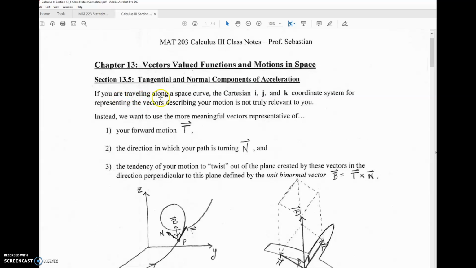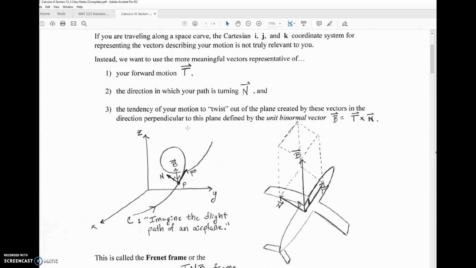So if you're traveling along a curve, a space curve, the Cartesian I, J, and K coordinate system for representing the vectors describing your motion is not truly relevant to you. Instead, we want to use the more meaningful vectors representation. Your forward motion will be the unit tangent vector, which we talked about in the last section. That will always be pointing in the direction that you're moving. Just imagine that you are sitting in an airplane, right? The unit tangent will be pointing in the direction of the nose of the airplane. So that's in the direction that you're moving.